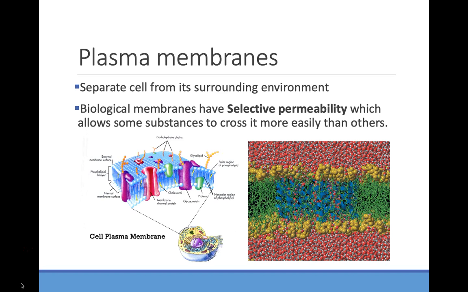So as I said a few minutes ago, cells exchange chemicals with their environment. This can be anything from sugars, amino acids, other nutrients, to waste products, gases such as carbon dioxide and oxygen, and then also ions, sodium, chloride, calcium, things like that.